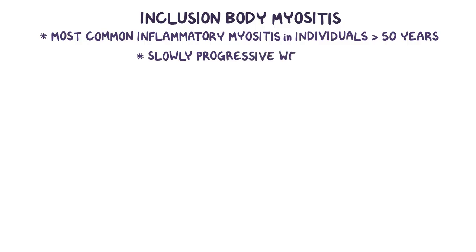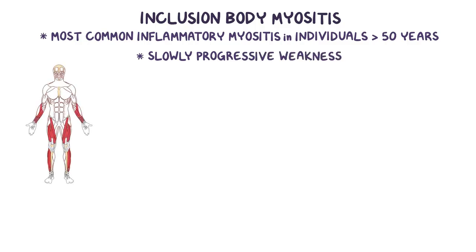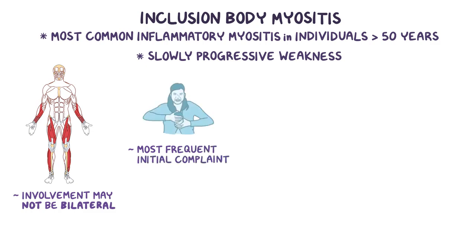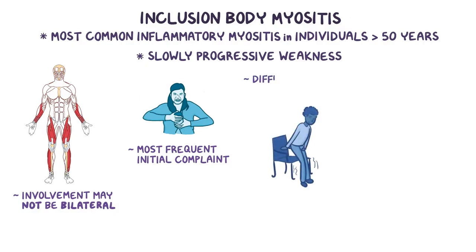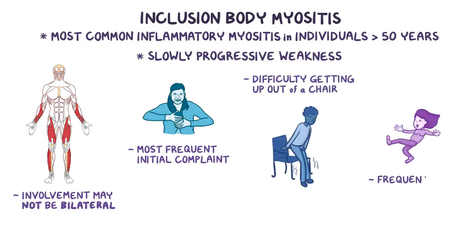Next, there's inclusion body myositis, which is the most common inflammatory myositis in individuals older than 50 years. There's usually a slowly progressive weakness and wasting of both distal and proximal muscles, especially involving the quadriceps, the wrists, and fingers, and the muscles that lift the front of the foot. With inclusion body myositis, the involvement may not be bilateral. The most frequent initial complaint is weakness of grip strength, like having difficulty opening jars. Individuals might also have difficulty getting up out of a chair or have frequent falls. Sometimes there's also mild muscle pain.